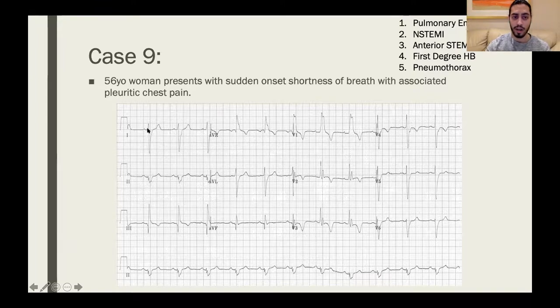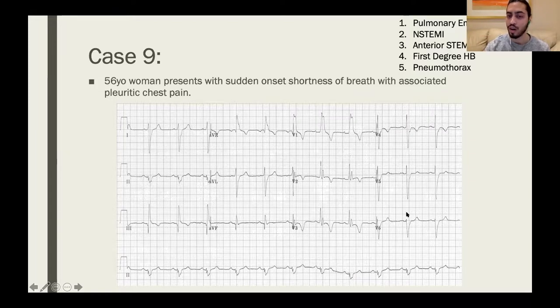P waves look all right. PR interval doesn't look lengthened or anything. QRS complex. We just spoke about bundle branches. I thought we were done with those. Well, I think some of you may have noticed. This is the RSR thing that I was just talking about. And it's in V1. What does that mean? This is right bundle branch.